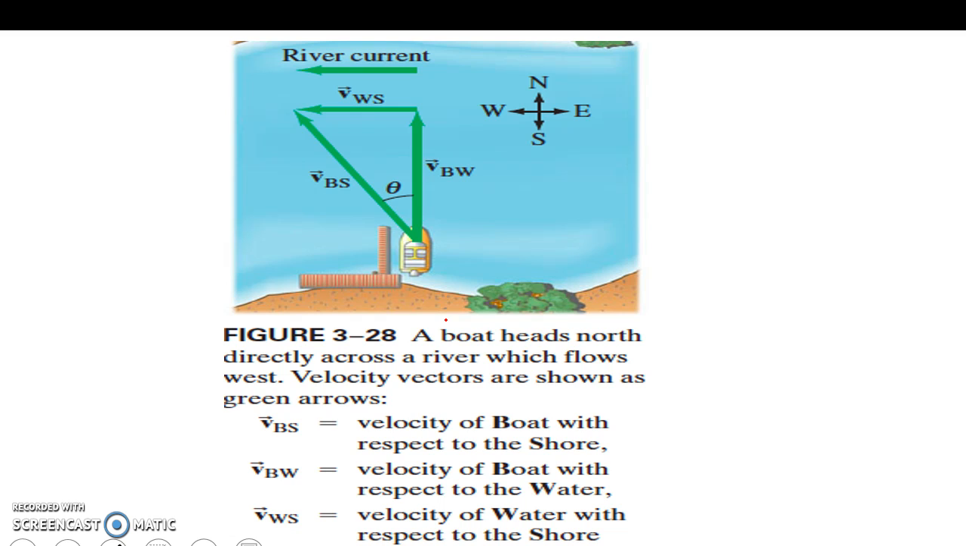Now, we're in a boat, and the boat is traveling this direction, but the river current is going in this direction. So these designations, BW and WS and BS: BW is the boat with the water, WS is the water with the shore, and the BS is the boat with the shore. So we're looking at different velocities here.